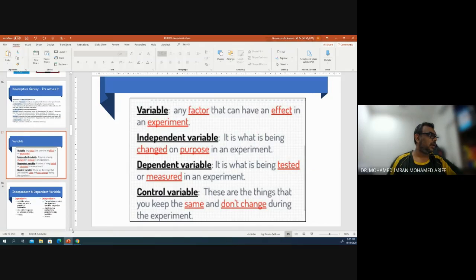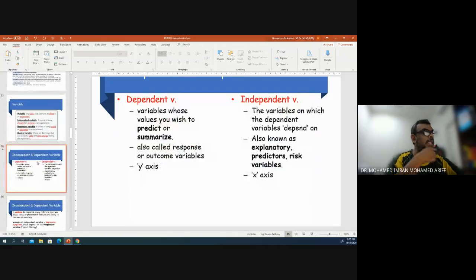Furthermore, what is a dependent variable? Statistically, the dependent variable is the variable whose value you wish to predict or summarize. So losing weight is what we call a dependent variable. You wish to predict this. You want to know how much you can lose weight. It is also called the response or outcome variable. That's why it's an outcome, what can happen. And if you draw the graph, it is on the y-axis, the vertical one.